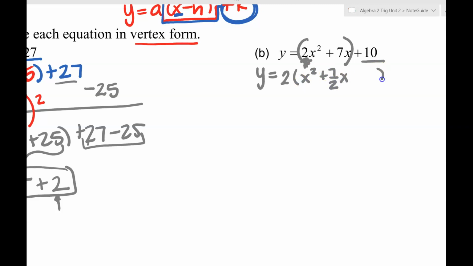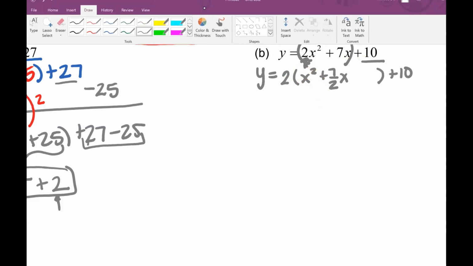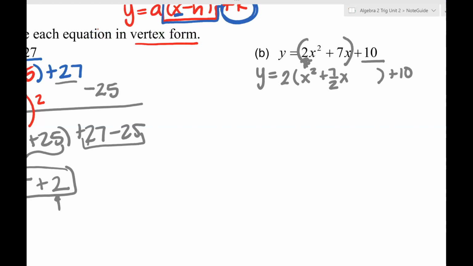That makes that middle term 7 over 2 x. And the 10 doesn't get a 2 factored out of it. It's not part of that group. So you can see right now, if you did distribute back the 2, we'd have exactly what we had to begin with. And now we want to complete the square.